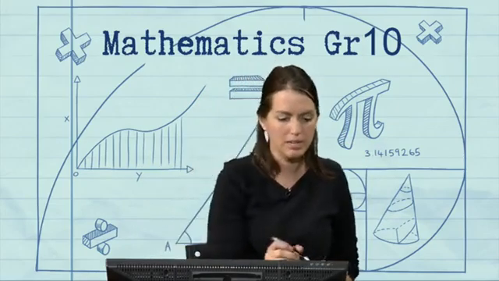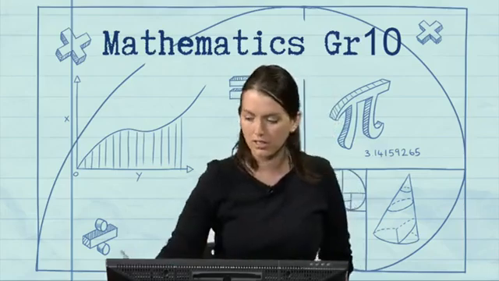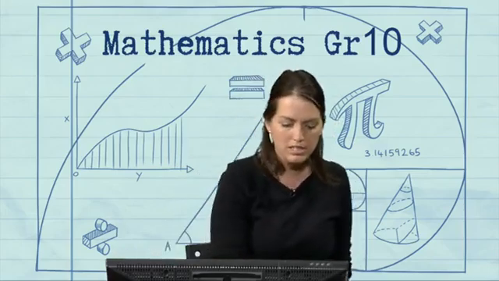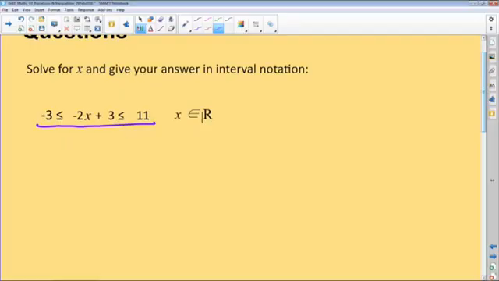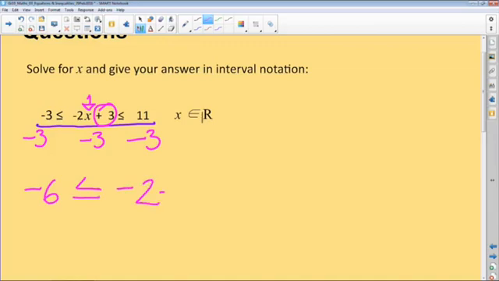Now, we've got very little time left, so I'm going to quickly look at the last question because it's an interesting one. There are 3 parts to this inequality. We need to get the x by itself, which means we need to get rid of the 3. In order to get rid of the 3, we need to subtract 3 from all 3 parts, giving us negative 6 is less than or equal to negative 2x, which is less than or equal to 11.